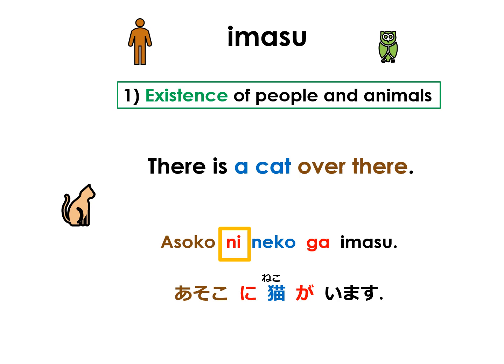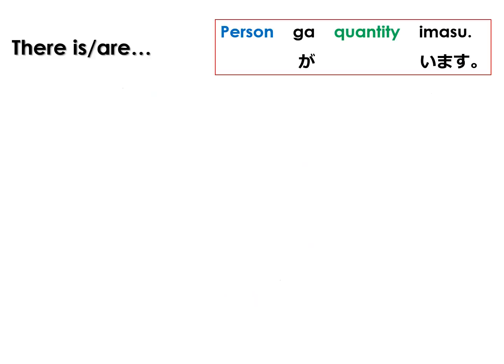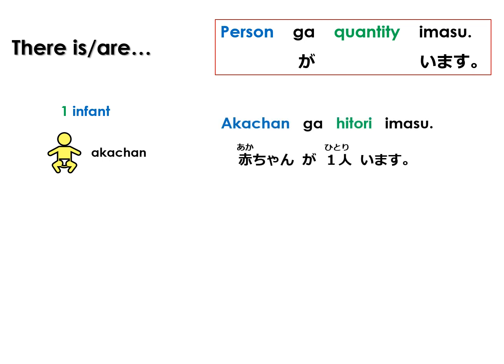Asoko ni neko ga imasu. Do you remember our past lesson on counters? Remember that we insert the quantity just before the verb, which in this case is imasu. How do you say there's one infant or akachan? Akachan ga hitori imasu.